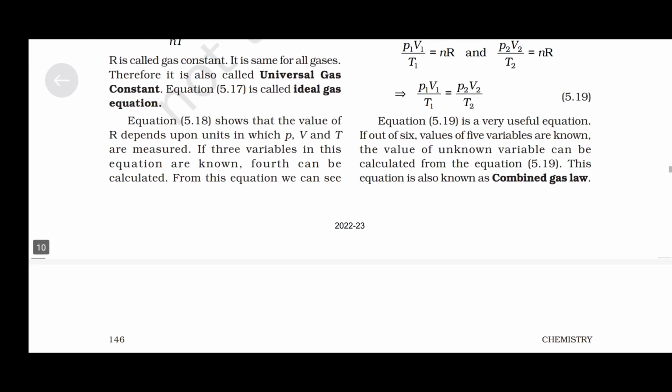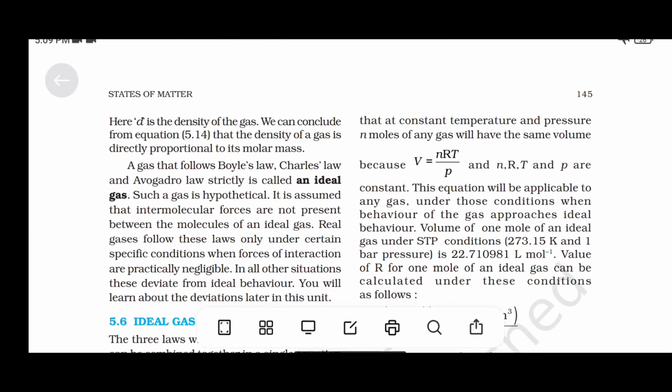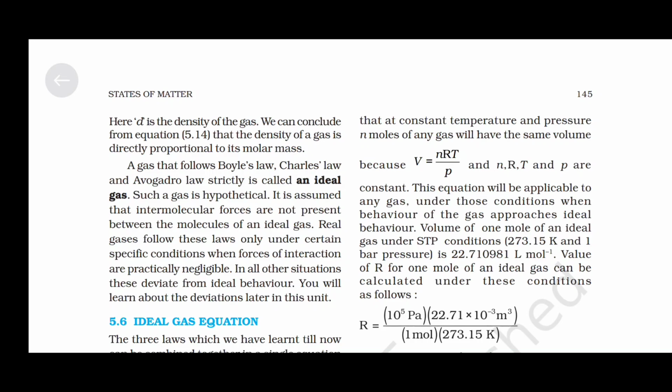From this equation, we can see that at constant temperature and pressure, n moles of any gas will have the same volume, because V is equal to nRT upon P, and n, R, T and P are constant. This equation will be applicable to any gas under those conditions when behavior of the gas approaches ideal behavior.